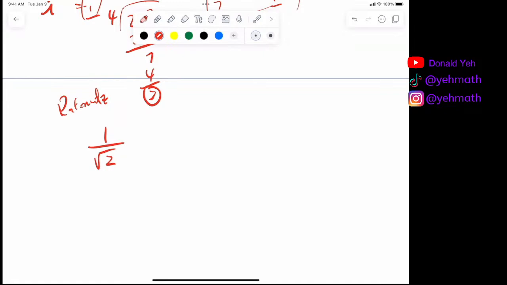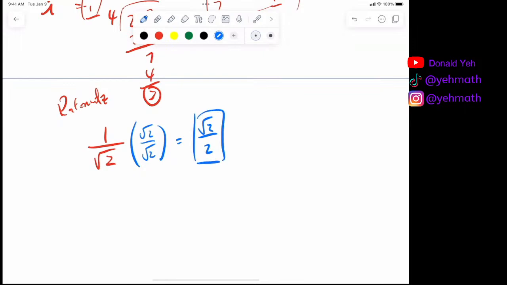You multiply on top and bottom. The key is top and bottom, not just the square root of 2. So the square root of 2, and this is actually an important value, you're going to know this later as one of the unit circle values. On the top is going to be square root 2, and the bottom is going to be 2. And that's how you rationalize the bottom.